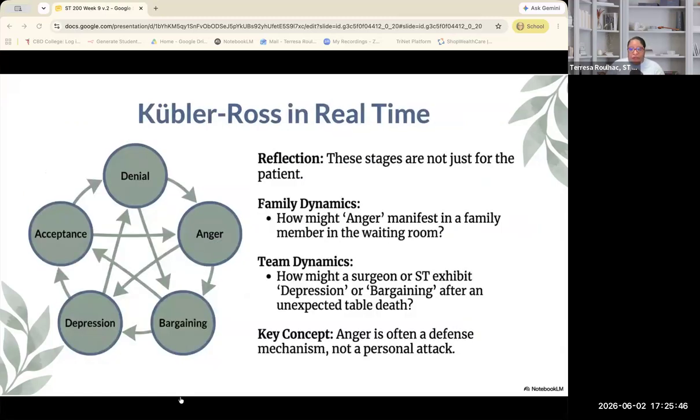Okay. So we often learn the stages of grief as a clean sequence: denial, anger, bargaining, depression, acceptance. But in real life, especially in healthcare, it is not linear. It's messy. And it doesn't only apply to patients. These stages show up in families. They show up in us as team members.